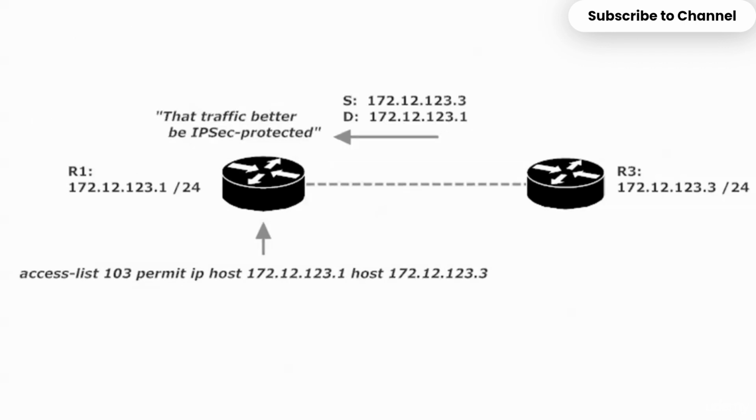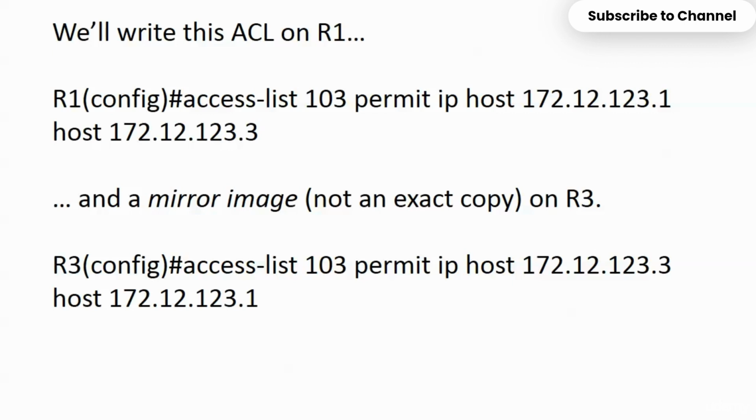So far, so good. But when traffic comes back, the ACL on router 1 is read backwards, where the source is 123.3 and the destination is 123.1. When the traffic comes in, router 1 is saying, okay, that traffic better be IPsec protected, or I'm going to drop it like a rock. So while the ACL we write is just like the extended ACL we've written everywhere else, the operation and the application of it is a lot different. So I'll write this ACL on router 1, the one we just discussed, and a mirror image, not an exact copy, on router 3, which is going to be permit ip host 172.12.123.3 host 172.12.123.1. So both routers will then be able to build a VPN with that interesting traffic.